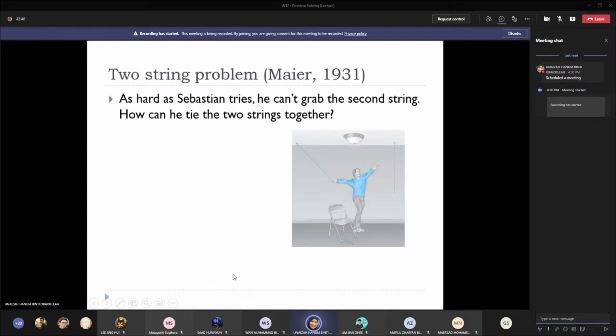Okay. Now, this is another problem. So you've got over here our friend Sebastian. He tries to grab another string. Okay, he's actually at two sides over here, so he cannot grab the second string now, but what he needs to do is tie these two strings together. So let's try to see what we can do to help Sebastian. So what solutions do we have over here?